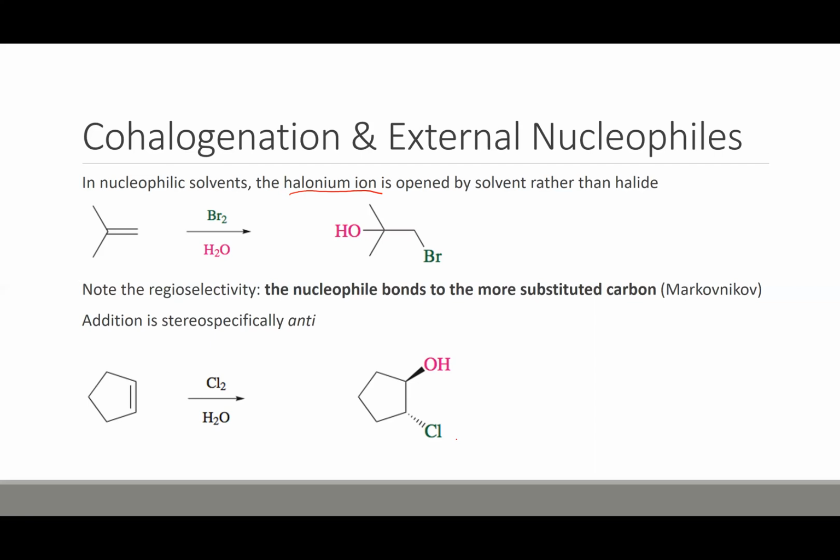Notice also that the second product, in this case the OH, is always going to be on the more substituted side of the double bond if that is the case. So they add anti to each other and the OH is on the more substituted end.